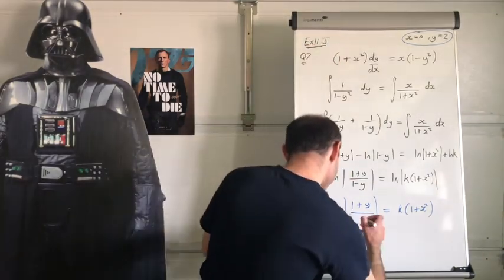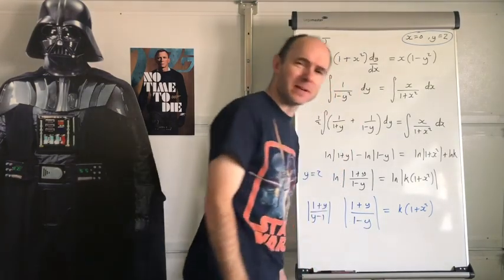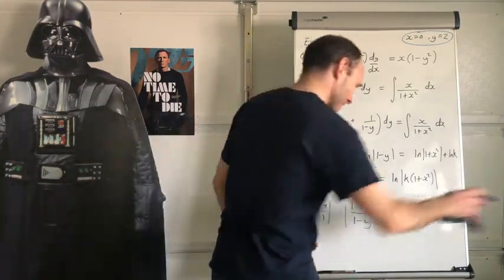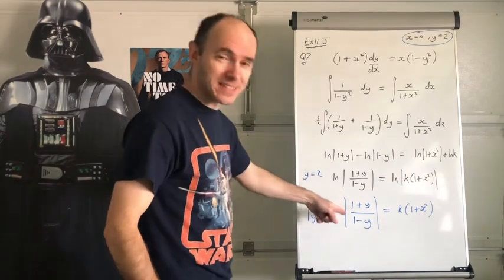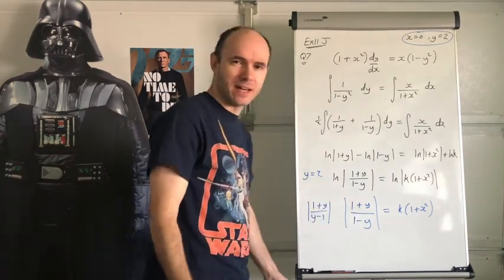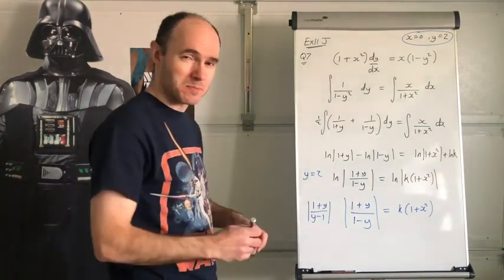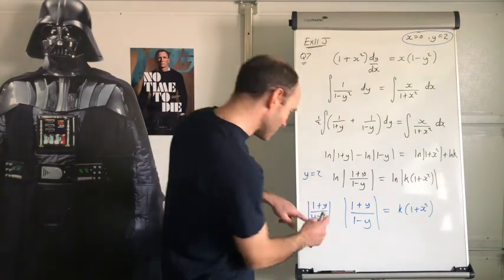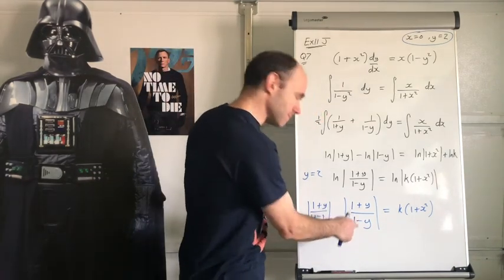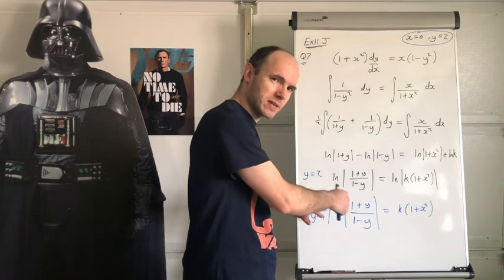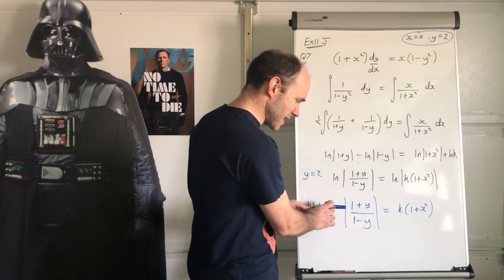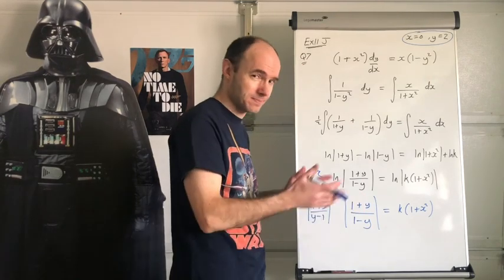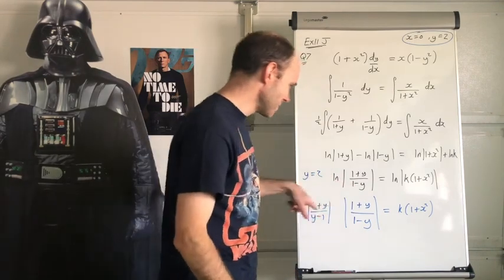I meant to write this. There we go. Are these the same? Yeah, they're the same, because of the mod brackets. So this is the negative of that, isn't it? Because of the mod brackets, if you multiply the inside by -1, it's not going to make any difference. So this is the same as this.